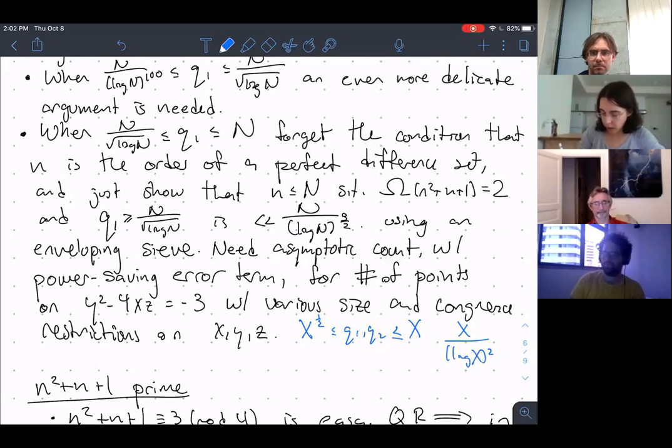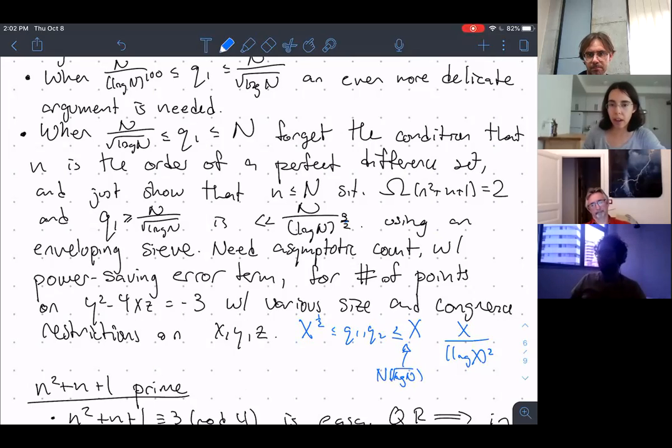So then what do I do? I guess I take this to be n times square root log n. And that's how I get the log n to the 3/2. But you can't take x to be too large, or you don't actually end up doing better than n over log n here. I think the limit is x is about n times log n squared.